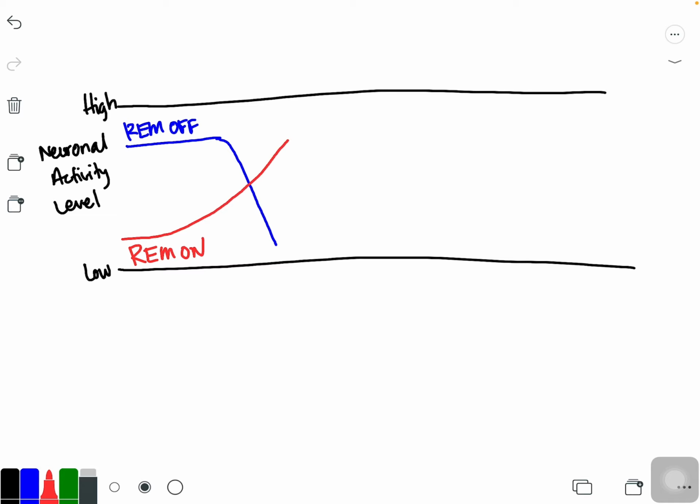Those REM-on cells are going to be activated for a period of time, but then they weaken to the point where they drop off. While they're activated, we're going to experience an episode of REM sleep, and while that is happening, these REM-off cells have very low levels of neuronal activity. Then as those REM-on cells weaken, the REM-off cells are going to take charge. They're going to be activated for a little while, and so we're not going to experience REM sleep.